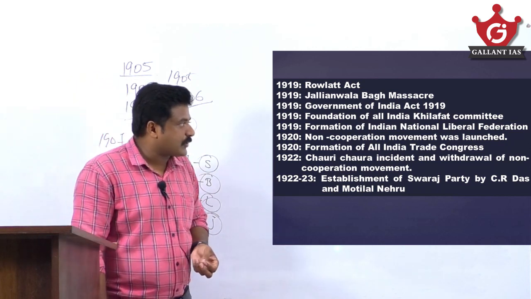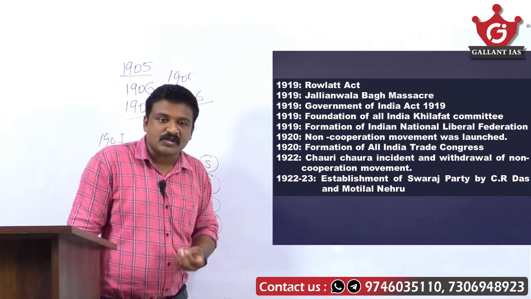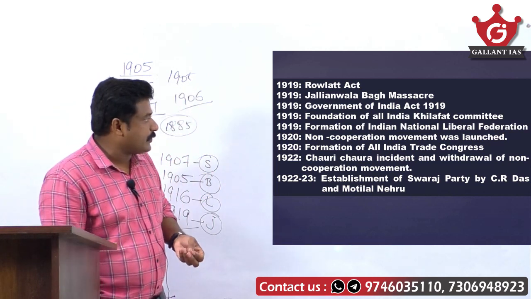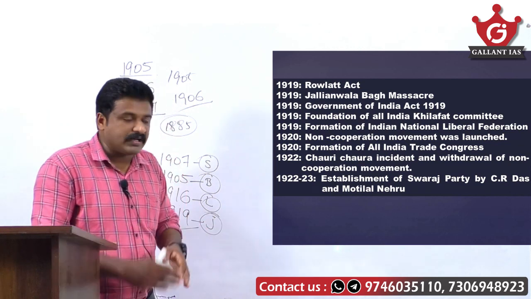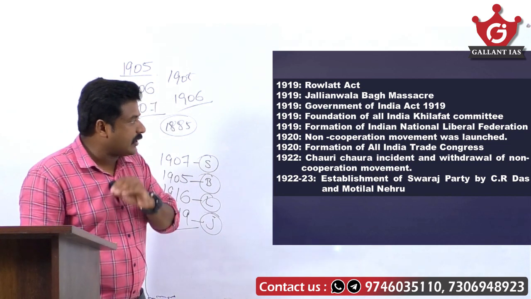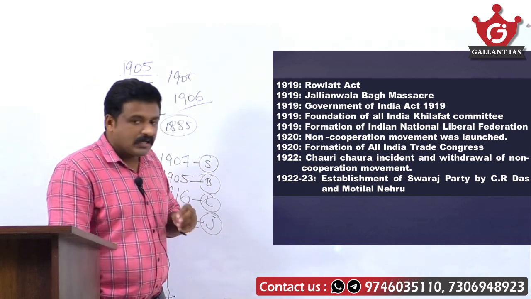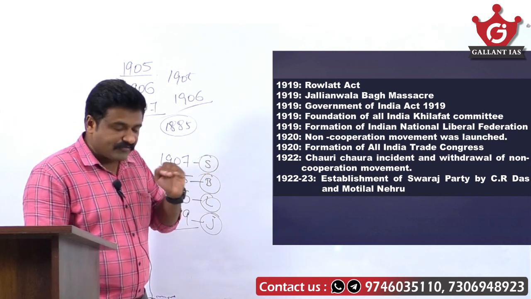1919 Government of India Act, which introduced provincial diarchy. Also, it extended separate electorates to other minority communities. Provincial diarchy is the division of provincial subjects into transferred and reserved. 1919, foundation of the All India Khilafat Committee by the Ali brothers. Gandhiji was the president of the Khilafat Committee, Khilafat session.